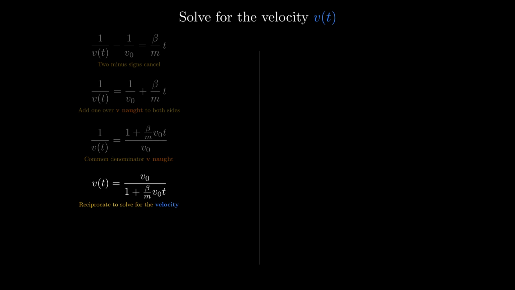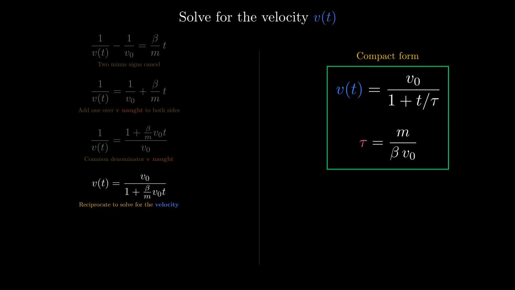Now flip both sides. The velocity as a function of time is v of t equals v naught over 1 plus beta over m v naught t. Define the time constant tau as m over beta v naught. In terms of tau, the result takes the compact form v of t equals v naught over 1 plus t over tau. The mass rides inside tau, so a heavier object slows more gradually.